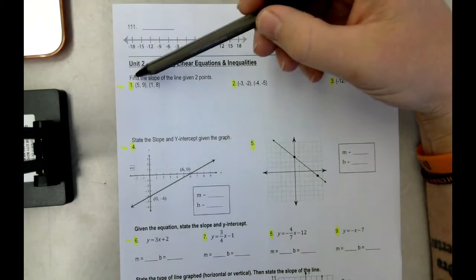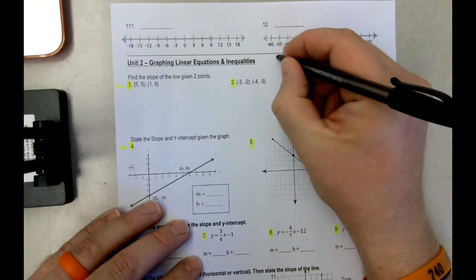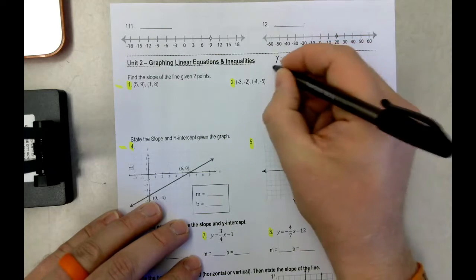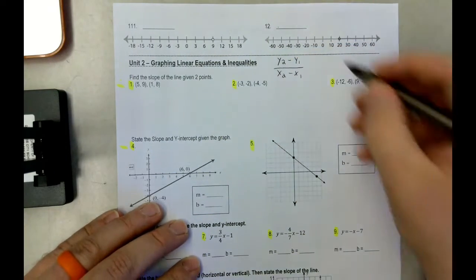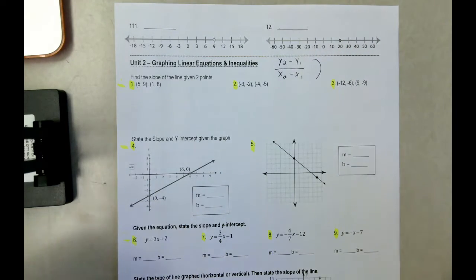Right now in this video I'm doing numbers 1, 2, and 3, which deal with finding the slope of a line given 2 points. When we have 2 points, we are going to find the slope between these 2 points using our slope formula, which is y2 minus y1 over x2 minus x1. We're going to use this formula all 3 times for our slope.